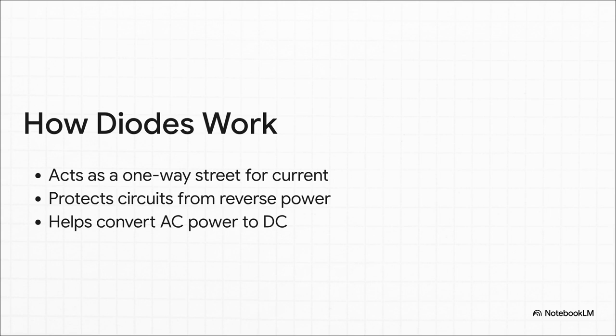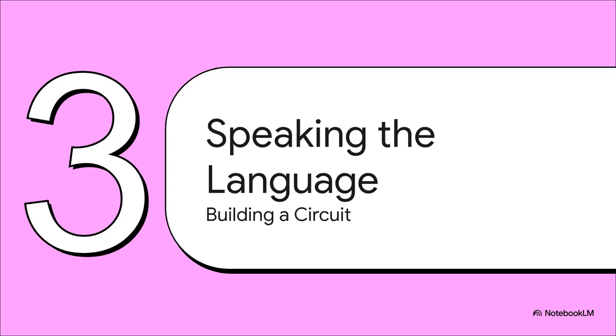Plus, it plays a key role in converting that chaotic, two-way alternating current from your wall outlet into the calm, one-way direct current that all your gadgets need to survive. So let's recap. We've met the power source and our three key players, the resistor, the capacitor, and the diode. Now it's time to put them all together and see how they actually speak to each other to get things done.